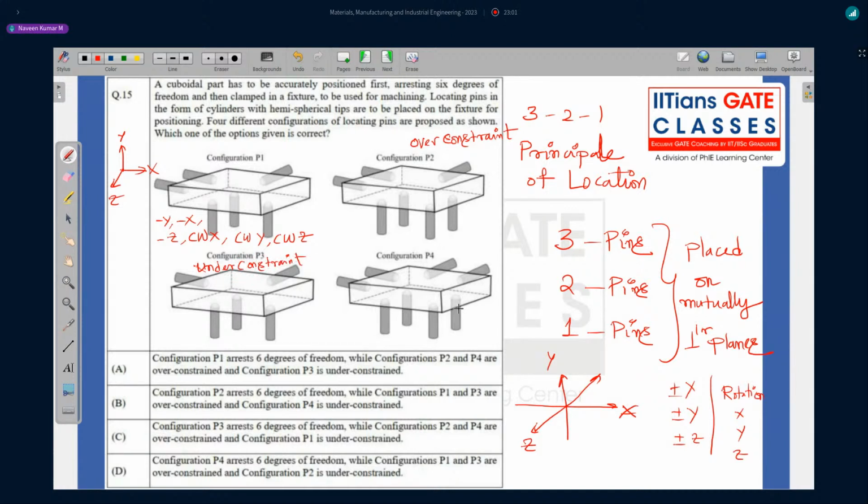Right. And P4, again, P4 is over constraint, because you have 4 pins. No need, 3 are enough. Over constraint. That's it. Now let's go to the options and see what is right.